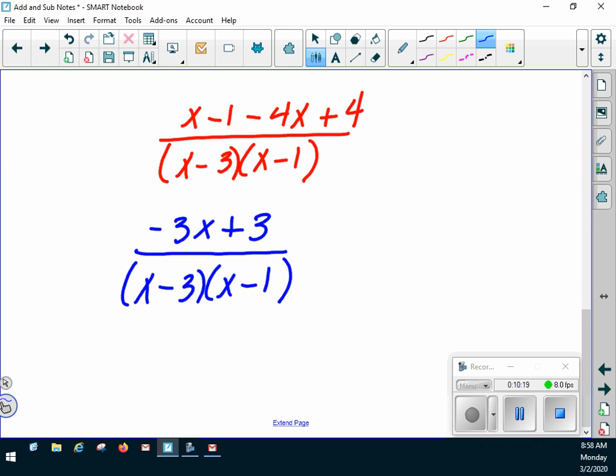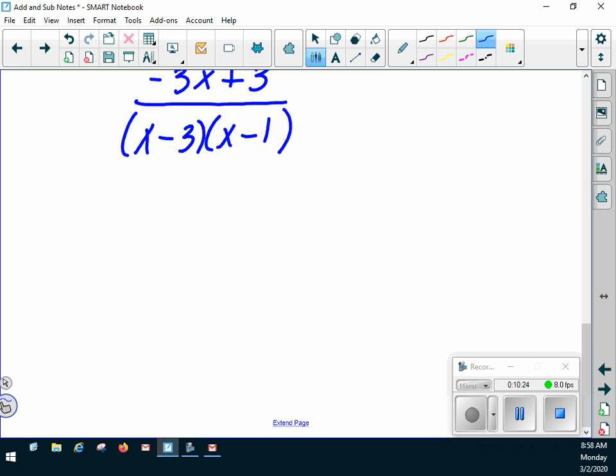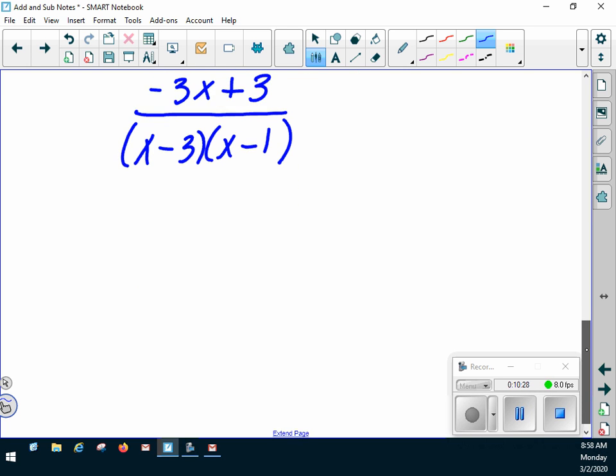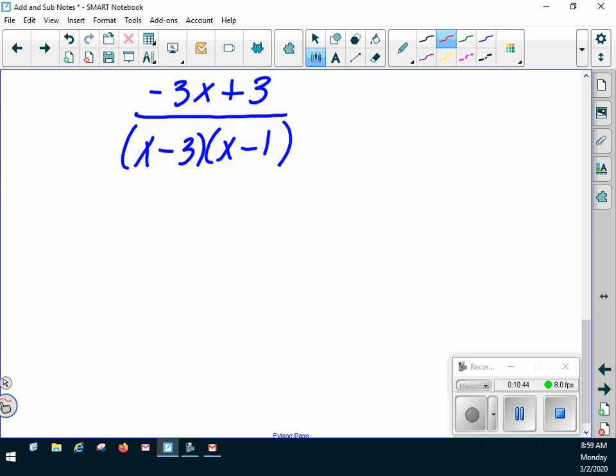Am I finished? Oh, okay, there's a GCF in that numerator. Question: is that numerator in standard form? Yes. What's the leading coefficient? Negative. Factor out a negative 3. Yeah. But if I factor out a negative, what happens to all my signs? They all change. So this is going to be negative 3 times x minus 1.